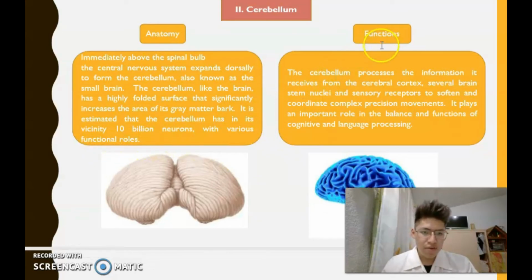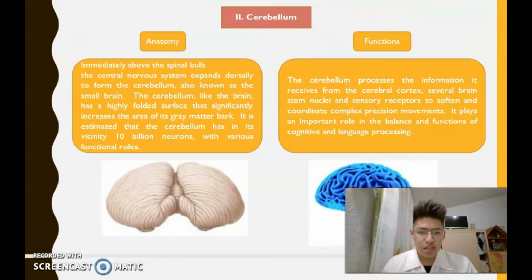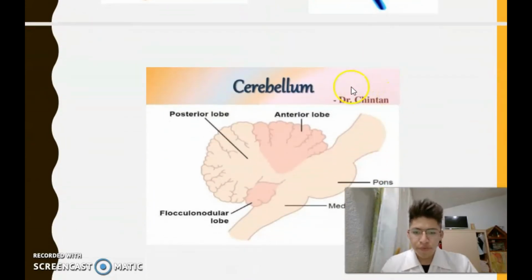Then we have the functions. The cerebellum processes the information it receives from the cerebral cortex, several brain stem nuclei and sensory receptors to soften and coordinate complex precision movements. It plays an important role in balance and in cognitive and language processing functions.